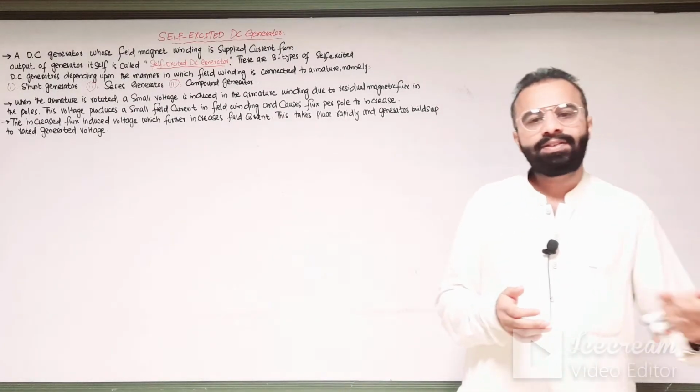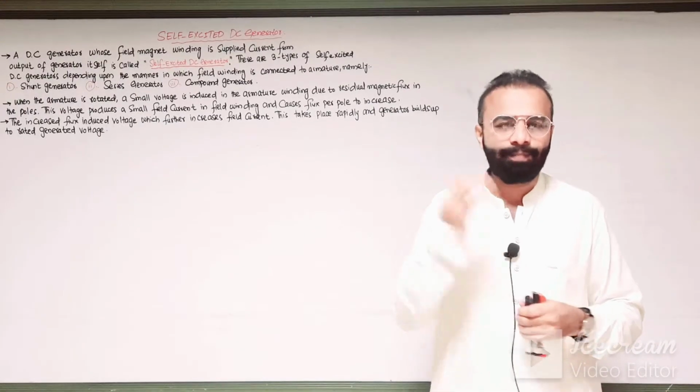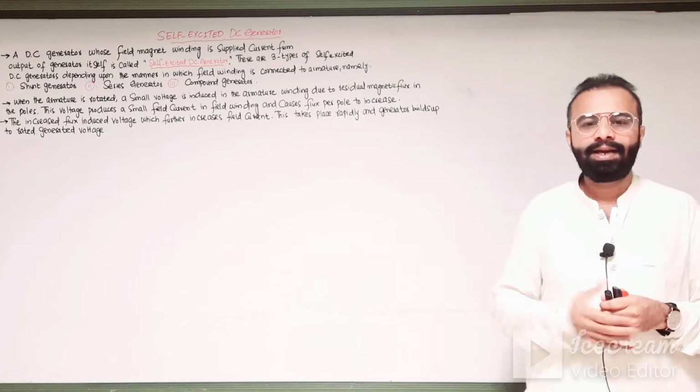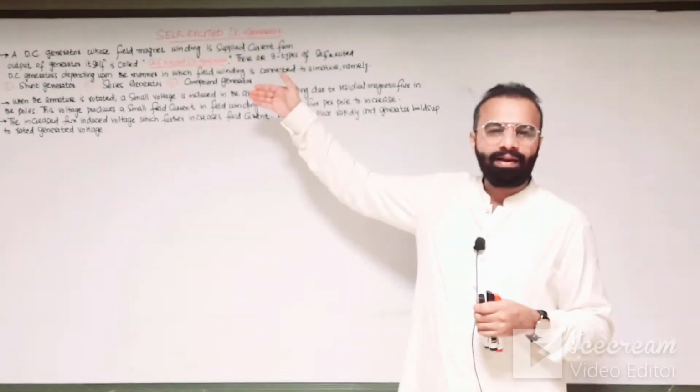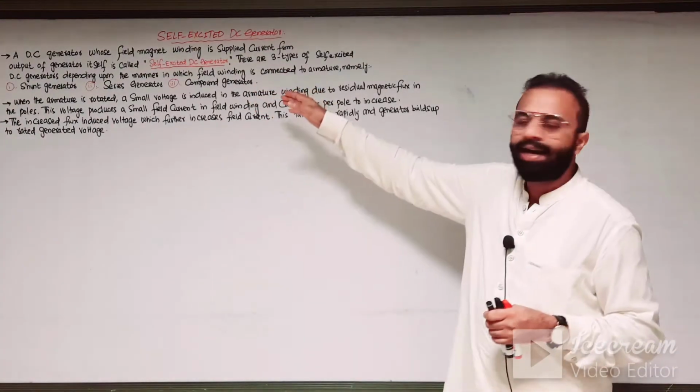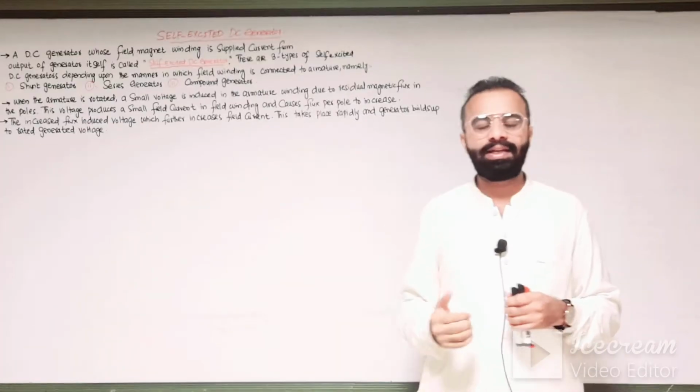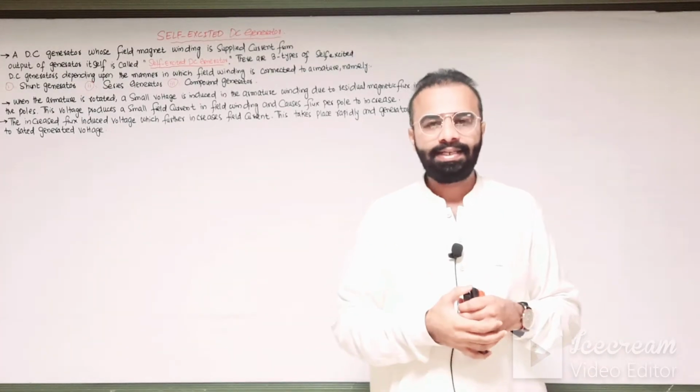In our previous lecture we discussed the separately excited DC generator. Now the self-excited DC generator is a DC generator whose field magnet winding is supplied the current from the output of the generator itself.